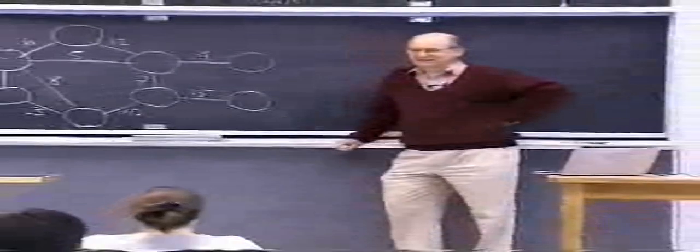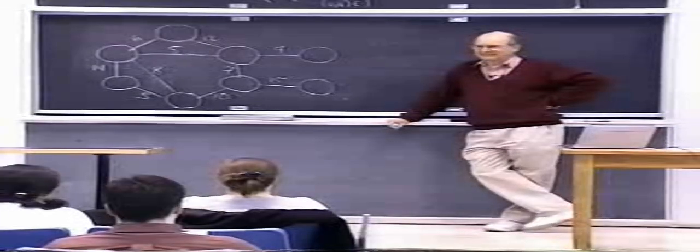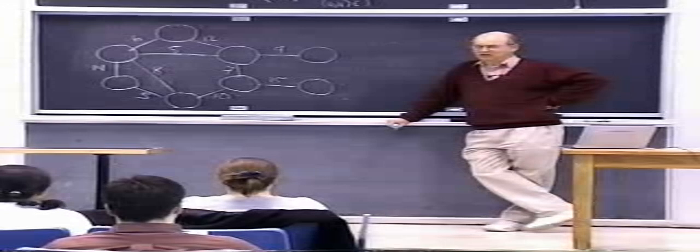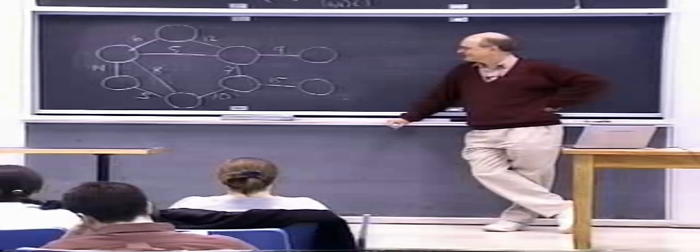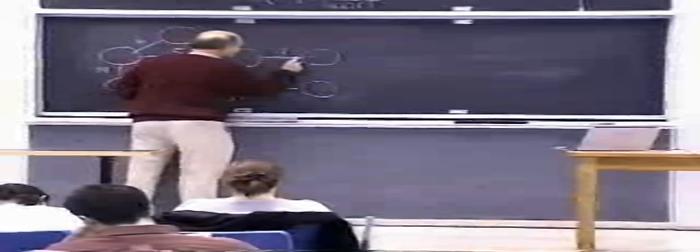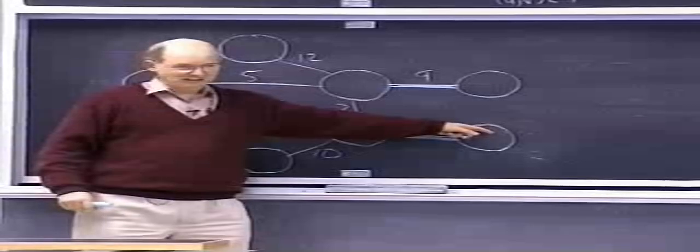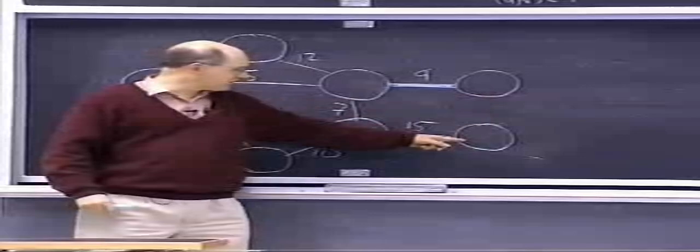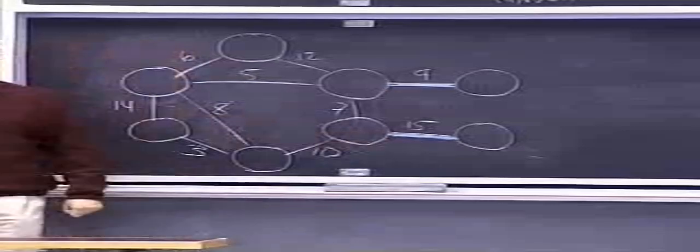So would somebody like to suggest an edge that they believe belongs to a minimum spanning tree? Yeah, both 9 and 15. Good. I only asked for one, but that's okay. There's 9. There's 15. Those belong because otherwise it's not going to connect all the vertices. These are the only edges that connect to those vertices, so these are definitely in the minimum spanning tree.